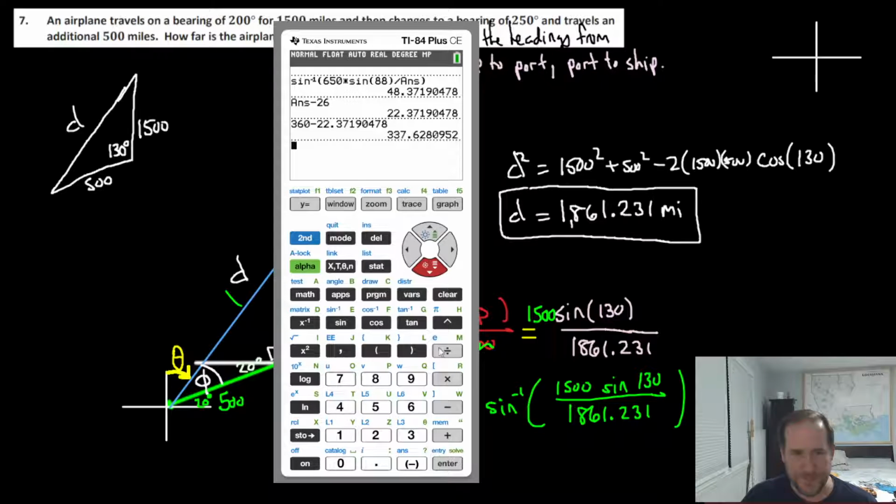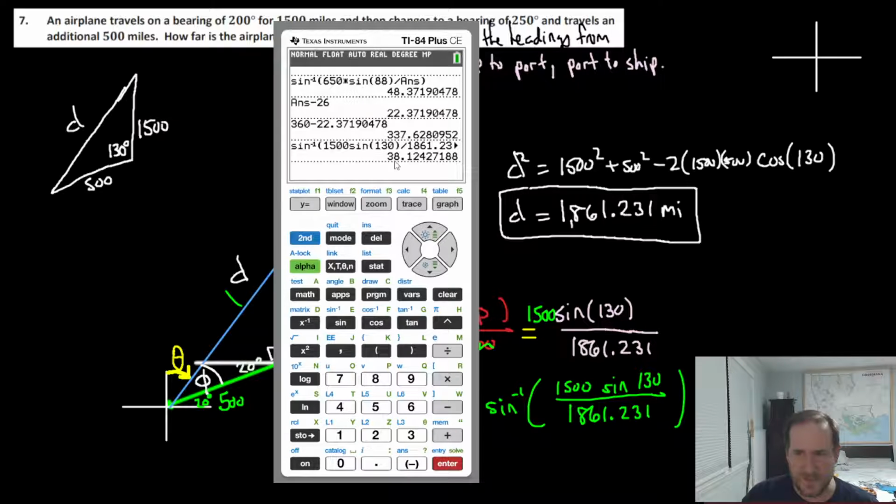So we'll recreate it. So what are we doing? Inverse sine of 1500 sine 130, divided by, oh, I don't have the previous answer anymore because I deleted it like a fool. So I'm going to have to type it in, 1861.231. Now my answer is going to differ a little bit because I'm never really using only the 3 decimal places. I always have the full expansion, but this time I only have the 3. So we're going to get an answer that differs a little from what we had before, and I don't mind.